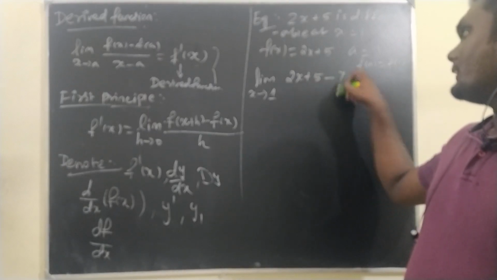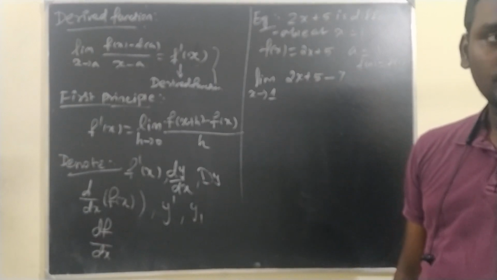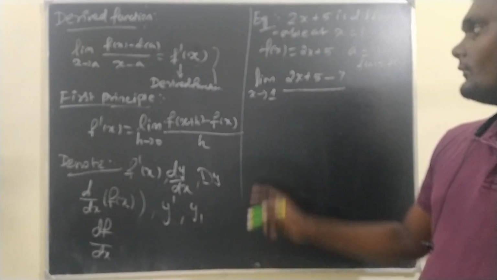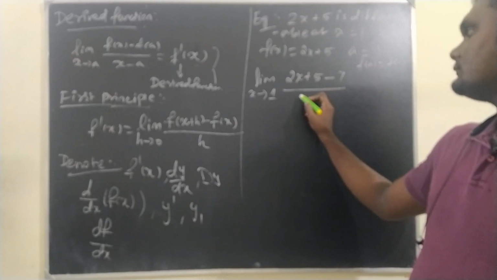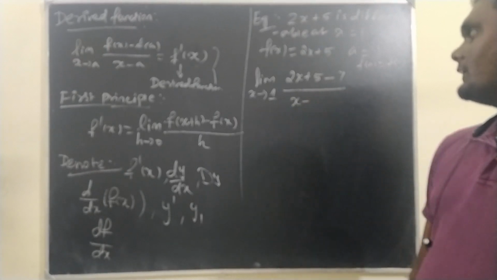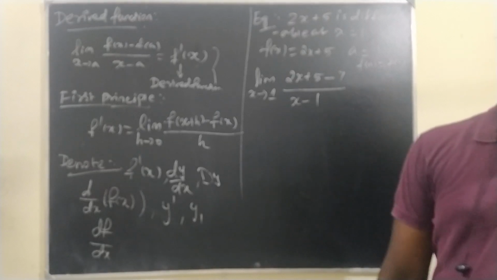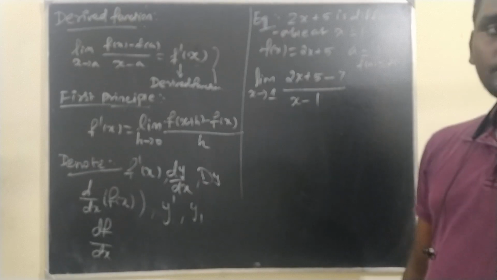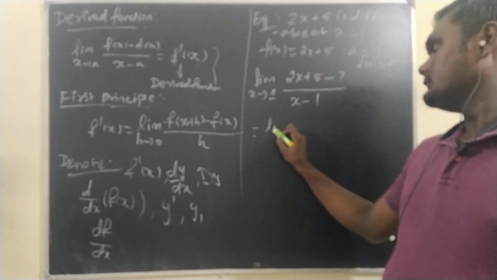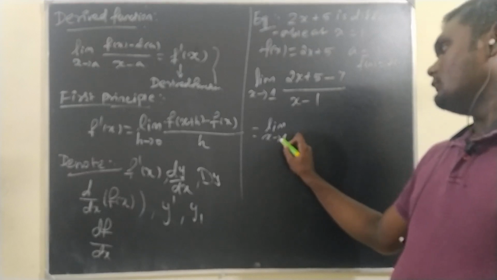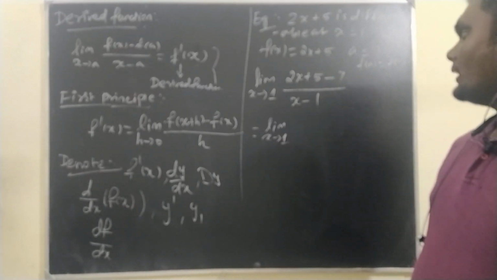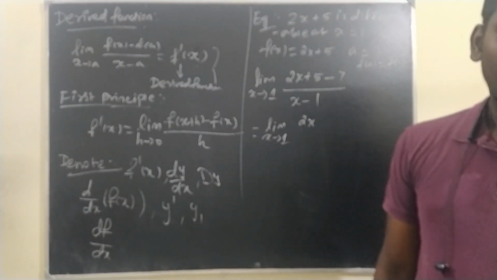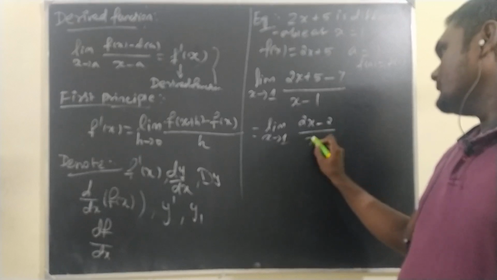When you substitute, what you will get? 7, divided by x minus a. x minus a is how much? x minus 1. Okay. Clear? Then limit x tends to 1. This 2x plus 5 minus 7 is how much? 2x minus 2 by x minus 1.